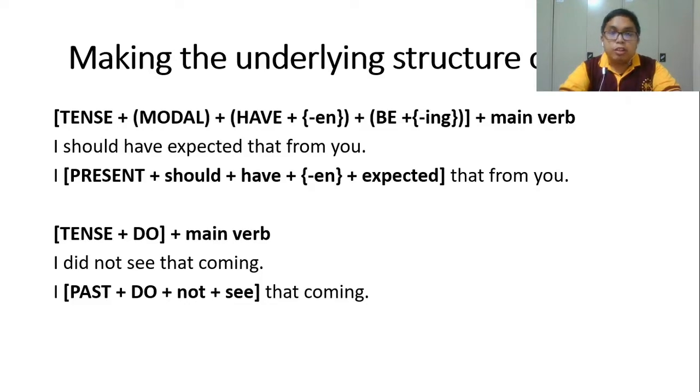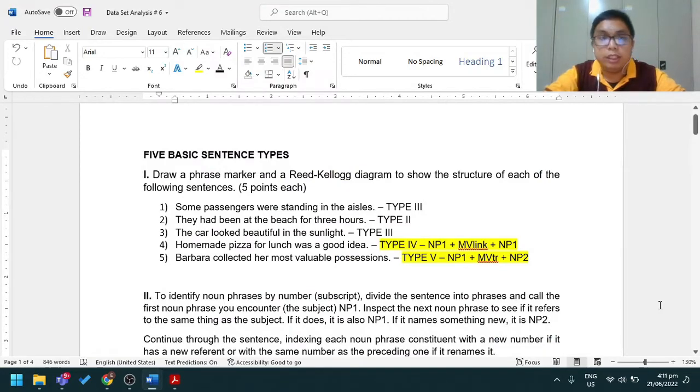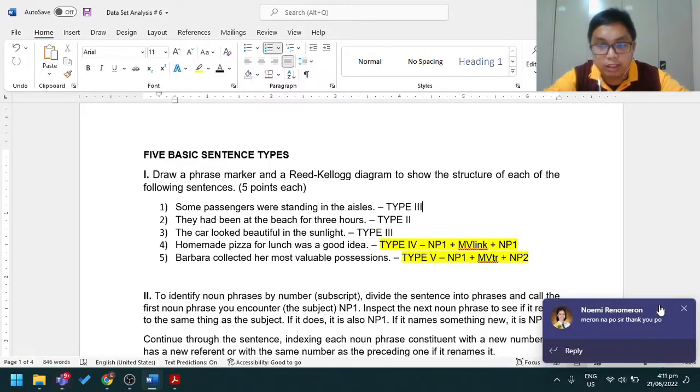Let us now proceed in discussing your dataset analysis. This time, let us discuss the dataset analysis I have given you, particularly on the 5 basic sentence types and the basic sentence transformations. If you can see on the screen, what I asked you to identify first were numbers 4 and 5. Now, if you analyze the sentences carefully, you have homemade pizza for lunch was a good idea. This can be identified as a type 4 since your NP1 here stands for your homemade pizza.